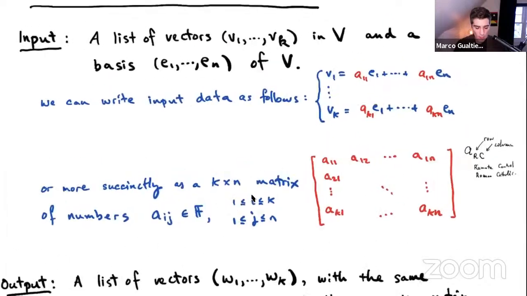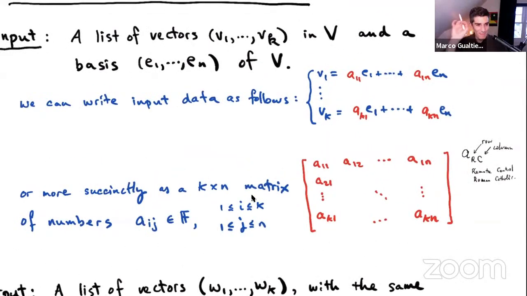Any question about the input? If there's any confusion about what you need to give me in order to begin the algorithm, let me know now. You need a matrix like this. Or if you want to be a little more fancy, it's a list of vectors and a preferred basis. It's up to you which way you want to think about it.